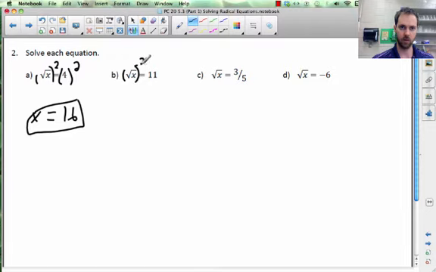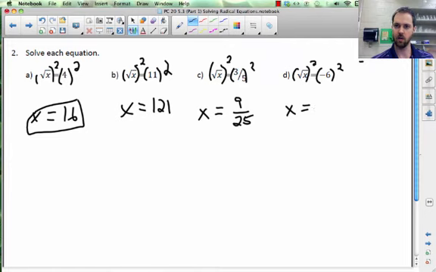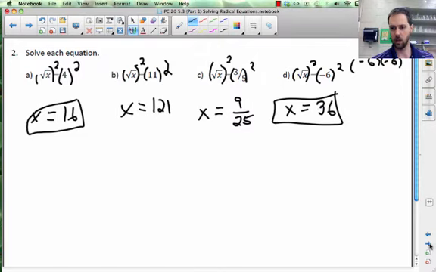Same thing here. Square it, x equals 121. Again, square, and x equals, now when you square a fraction, you square the numerator and you square the denominator both independently. So 3/5 squared is 9 over 25. And then again here, square and square, and we get x, and of course, -6 times -6, two negatives will make a positive, and your answer is positive 36. And we're done.